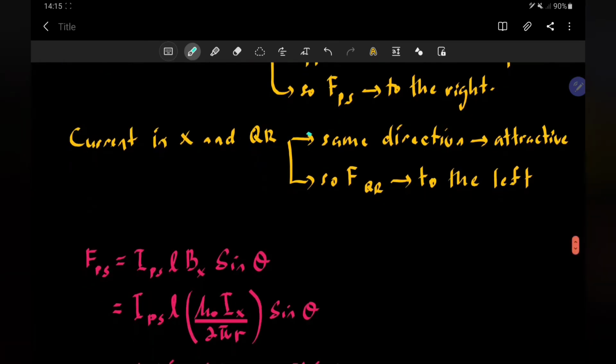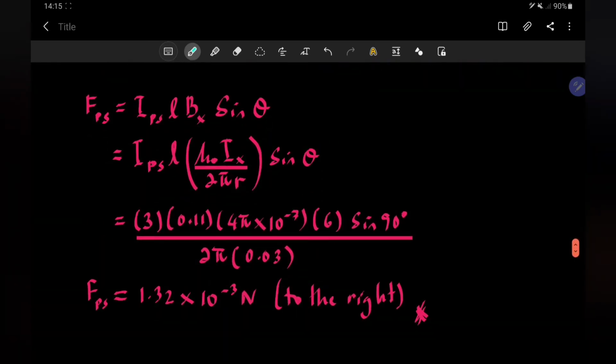Alright, so we just calculate one by one. First, we calculate F on PS. F on PS equals ILB sin theta. So remember, we are talking about the PS conductor, so the current should be the PS current.